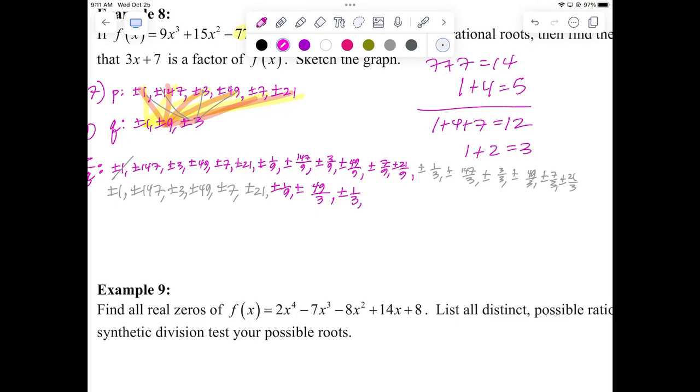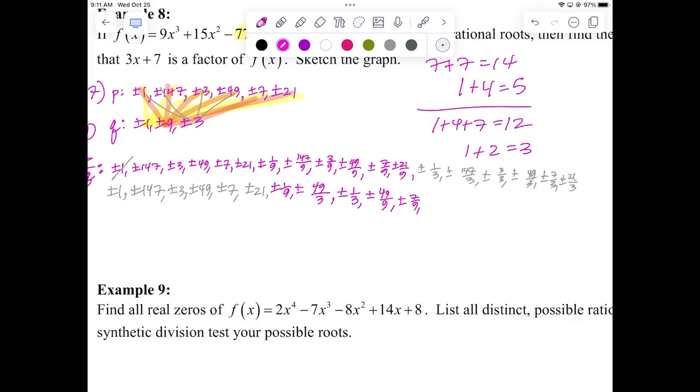Plus or minus 49/9, does that simplify? 49 is 7 squared, remember? 7 is a prime number. So there, it doesn't simplify. It looks like it should, right? And then plus or minus 7/9, we don't have that one yet.